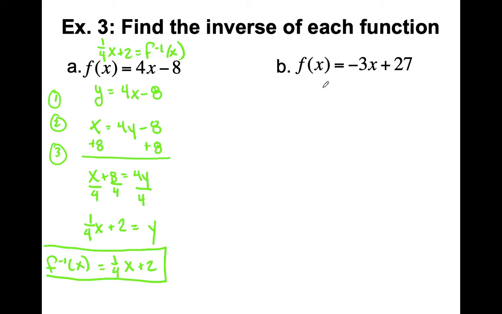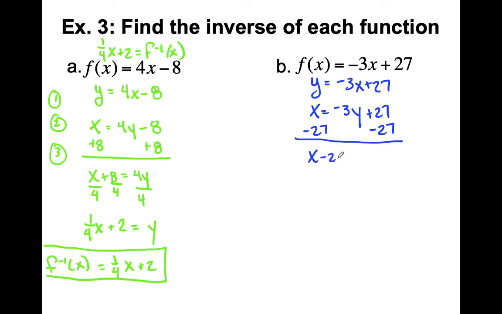All right, so your first step, y equals negative 3x plus 27. They really say the same thing. This is just an equation and this is a function. So that would be your first step. And again, if you don't do this step, that's okay. The next step would be to switch your x and your y. And then after that, we get y alone. So we would subtract 27.